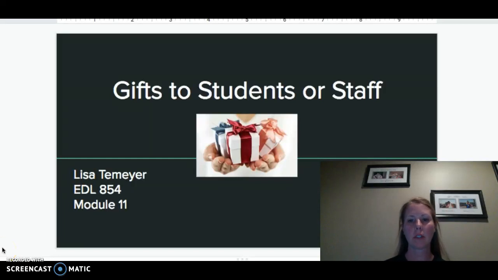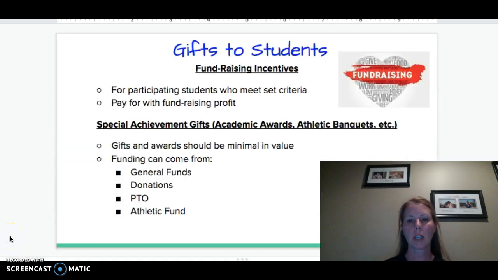Meyer, and this is Gifts to Students or Staff, Module 11 for EDL 854. For gifts to students, there are two different types. One is the fundraising incentive, and for this, it should only be for students participating or students that did participate and who have also met the criteria, whatever that may be. And the incentive needs to be paid for with the fundraising profits.